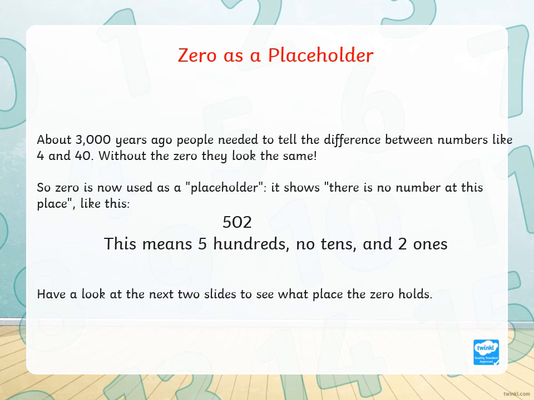Okay, now we're going to look at zero as a placeholder. About 3,000 years ago, people needed to tell the difference between numbers like 4 and 40. Without the zero, they looked the same. So zero is now used as a placeholder. It shows there is no number at this place. For example, 502. This means 5 hundreds, no tens, and 2 ones. Have a look at the next 2 slides to see what place the zero holds.